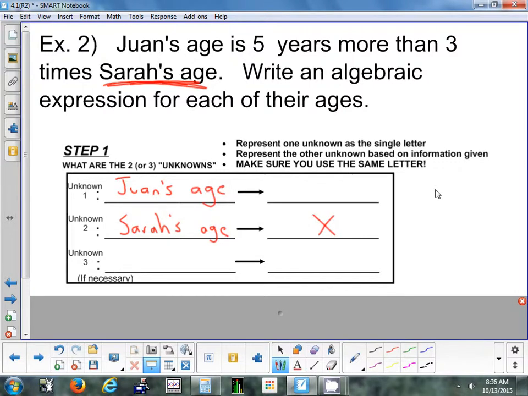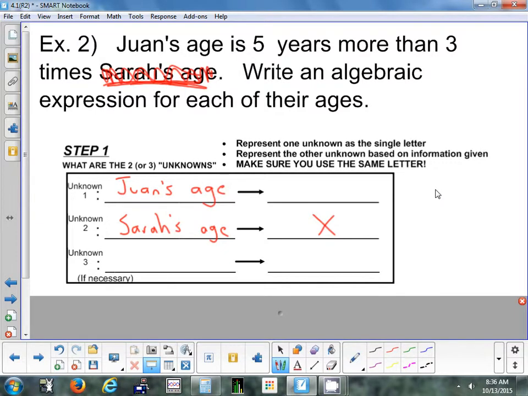99% of the time, that's how it's going to work. Even when we have 3 unknowns, the second thing is usually going to get the single variable. So Sarah's age will just be X. So we use this.